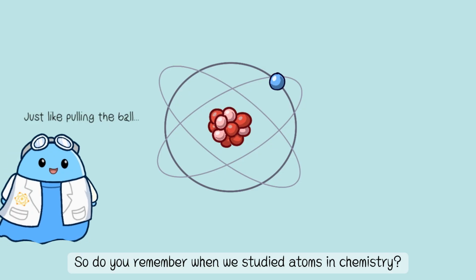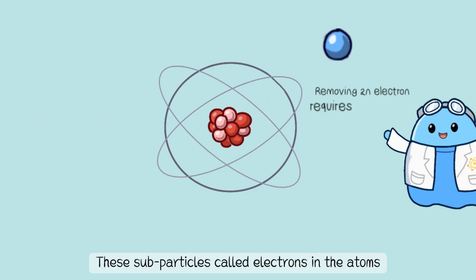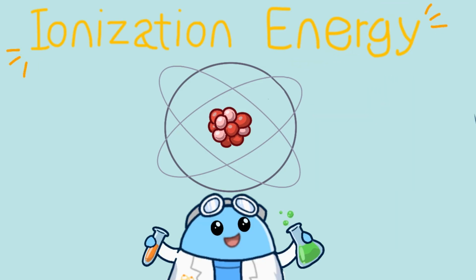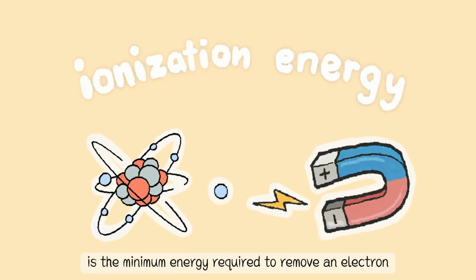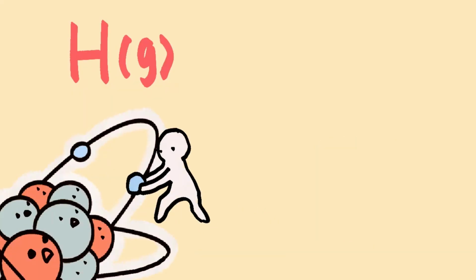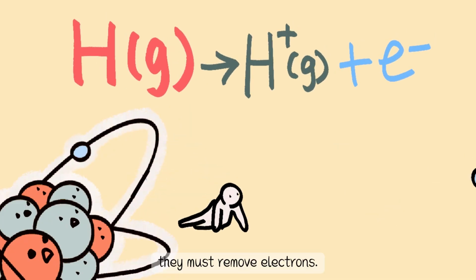So do you remember when we studied atoms in chemistry? These subparticles called electrons in the atoms also require certain energy to be removed. This is what we call ionization energy. Ionization energy is the minimum energy required to remove an electron from an atom. When atoms want to become ions, they must remove electrons.